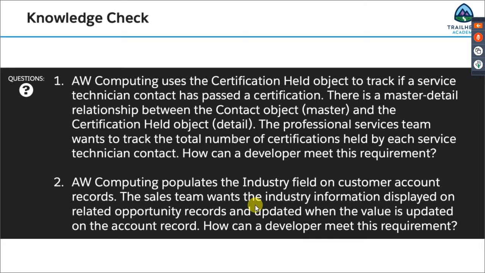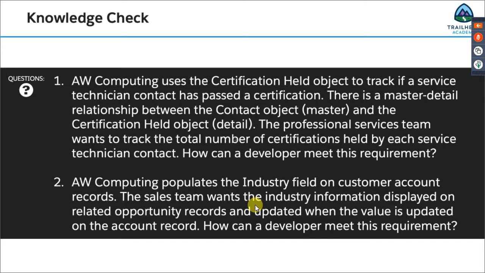All right, couple of checks. Let's see if you guys are following along. AW Computing uses the certification held object to track if a service technician contact. Oh, actually, you know what? Let me rewind. This is a very, very good example of certification questions. And this is kind of what I want you to think of when you are going through these very long questions. A lot of words. So if this was a question on the certification exam, this is the way that I would attempt or answer it.